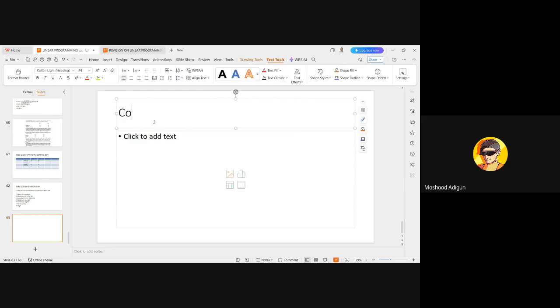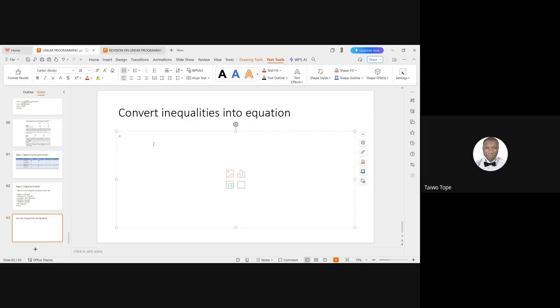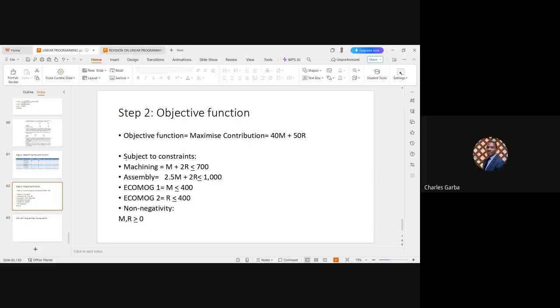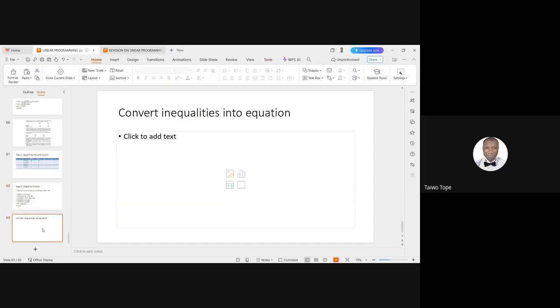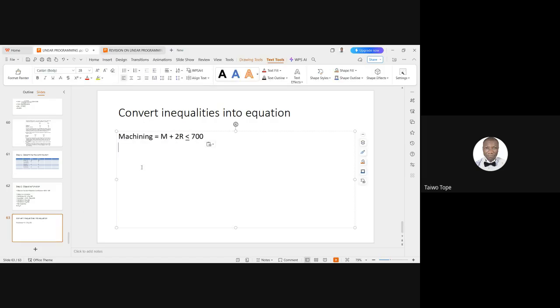Convert the inequalities into equations. So from what we have, this inequality, we'll convert this and solve immediately. This will be equation 1. Your machining will be equation 1. So let's convert it.